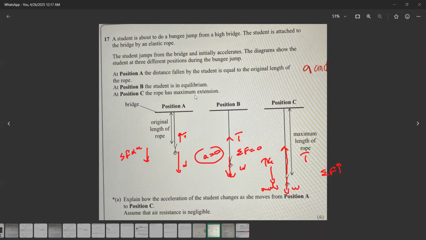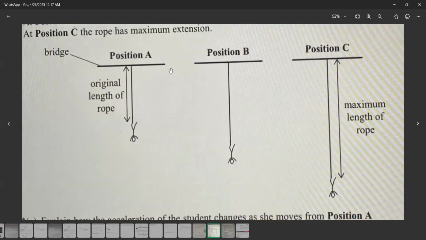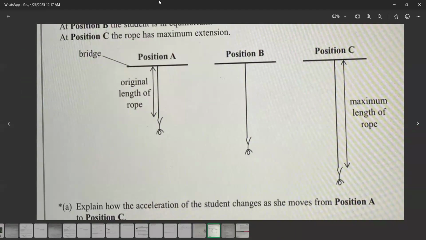Why from A to C is he not decelerating? Because, not from A to C, from A to B, he will accelerate. Look, I will give a number. Let's say his weight is 700 Newton initially. As a result, he will have an acceleration downward.